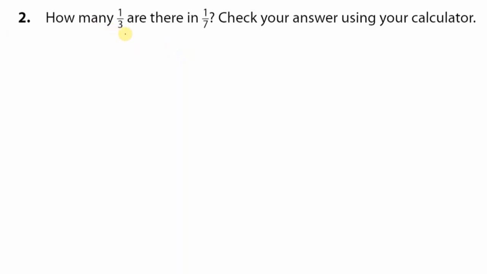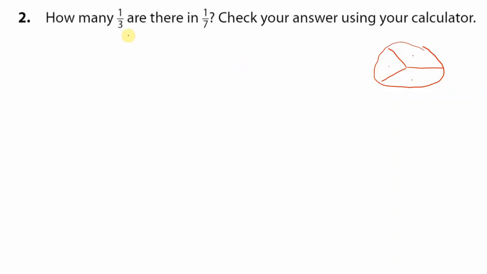Number 2. How many thirds are there in 1/7? Oh, we could easily change it to how many thirds are there in 1, to make it easier. Because if we divide something into thirds, something like this, so you have a whole pizza, you divide it into thirds. So how many thirds can go into a whole pizza? 3 thirds.